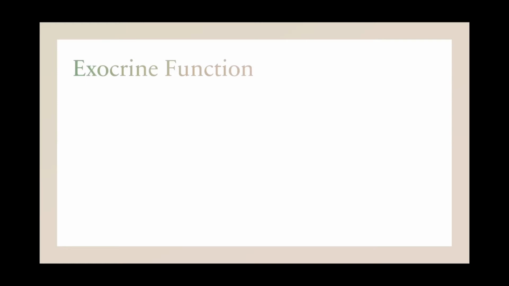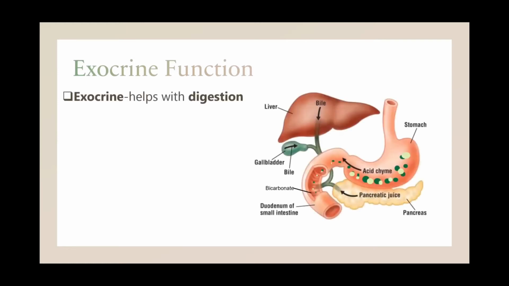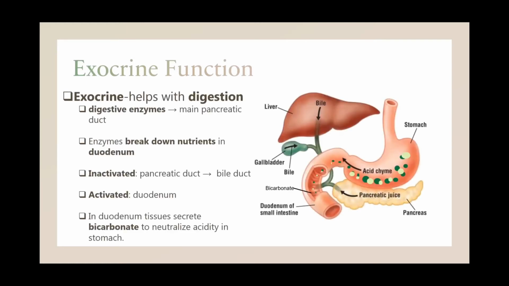Functioning as an exocrine gland, the pancreas excretes digestive enzymes into ducts that can connect to the main pancreatic duct. These enzymes break down nutrients in the duodenum. The enzymes are in inactive form when they move from the pancreatic duct into the bile duct, and are activated when they enter the duodenum. In the duodenum, the exocrine tissues also secrete bicarbonate to neutralize the acidity in the stomach.